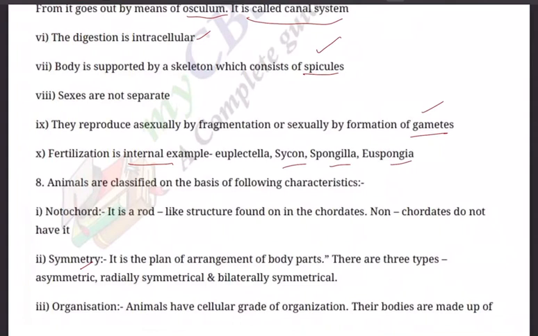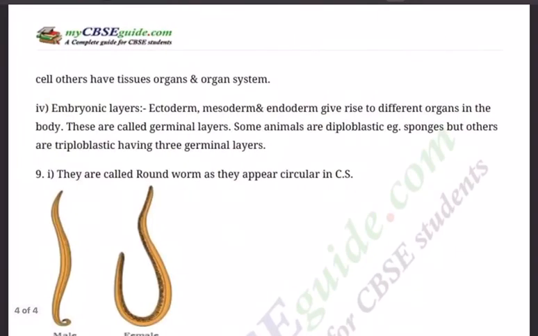Like you have this starfish one. Radially symmetrical, yes, here starfish will come, because when we cut at particular angles, only then will we get equal halves. Then bilateral symmetrical, just now I said, when you cut from top to bottom, two equal halves are formed, then we say bilateral. Left bilateral, right bilateral. Then organization, animals have cellular grade of organization. Their bodies are made up of cells. Others have tissues, organs and organ systems.